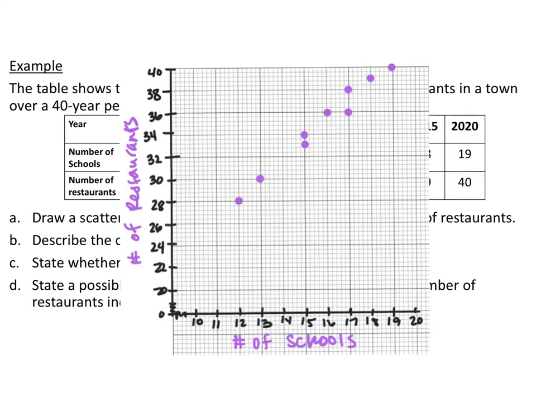So here's our scatter plot. Again, make sure you label your axes. So the x-axis was number of schools. I skipped up, started at 10, that's what the little zigzag means, remember, and then I went up by ones on my scale, and then my y-axis is number of restaurants. Again, I started at 20, and then I went up by 2s. Number of schools is the x-coordinate, number of restaurants is the y-coordinate, and then you create your scatter plot.